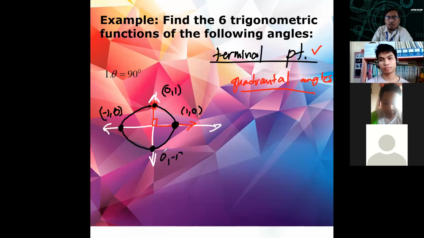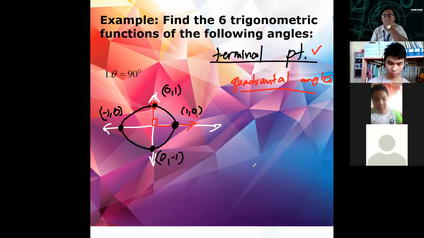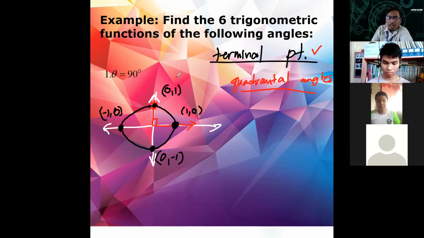That is what I told you, class, it is very easy to determine the terminal point if your angle is quadrantal. Just like 90. 90 is a quadrantal angle. Automatically, in this case now, we will be using this point. This is your x and this is your y.